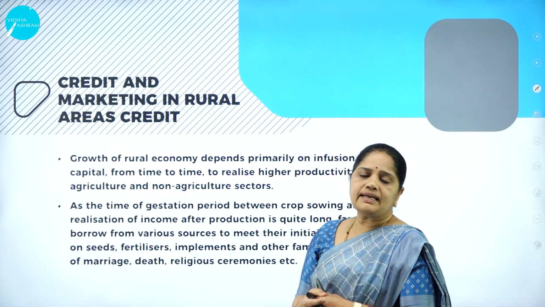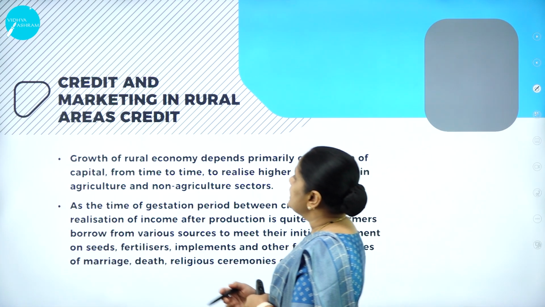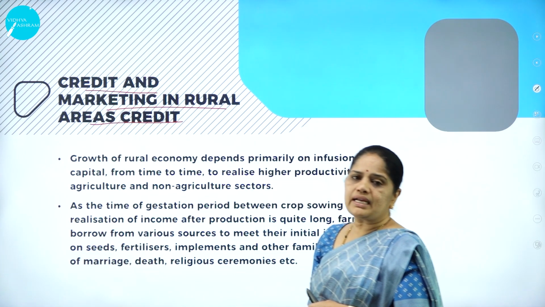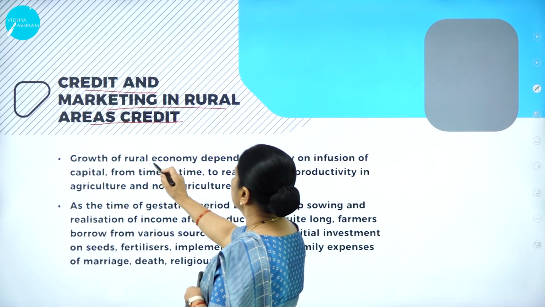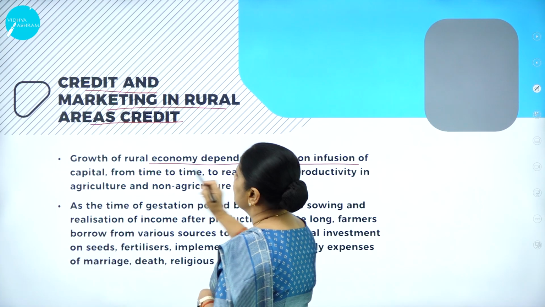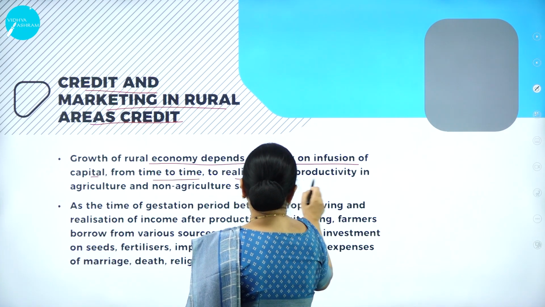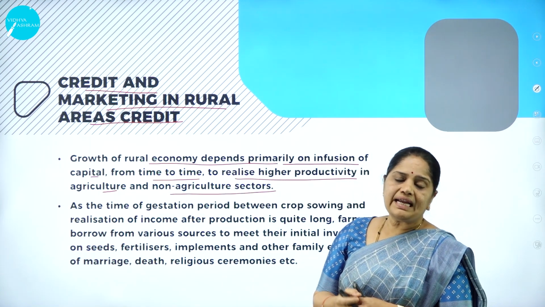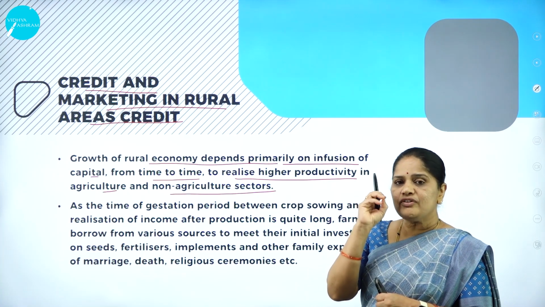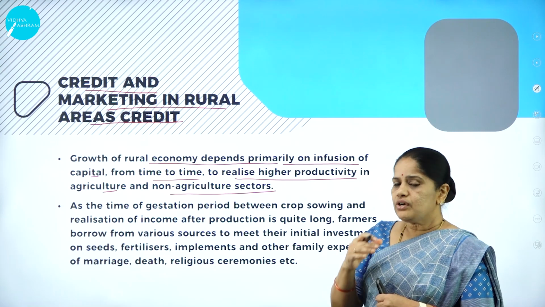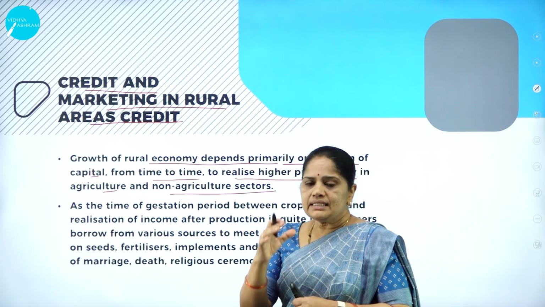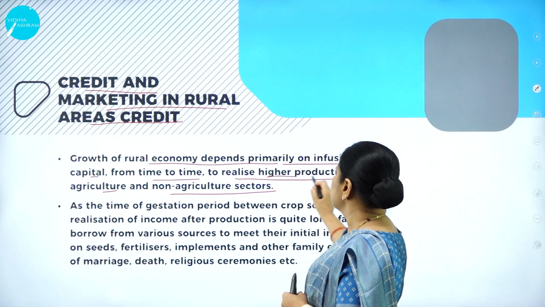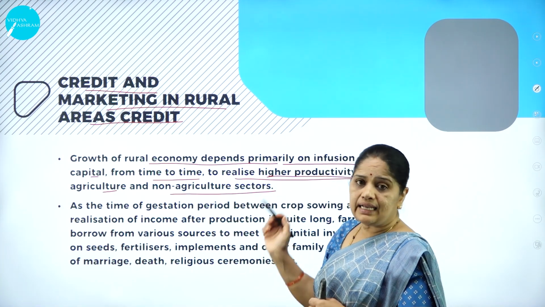Now, in the rural development, the first thing we have to study is credit and marketing in rural areas. So what is the credit and marketing in the rural area? The growth of the rural economy depends primarily on infusion of capital from time to time to realize higher productivity in agriculture and non-agricultural sectors. Now, we can find a growth in the rural economy only when you inject capital into the rural economy. So, from time to time, we have to see that there is proper injection of capital into the economy in order to realize that there is higher productivity in the non-agricultural and the agricultural sectors.